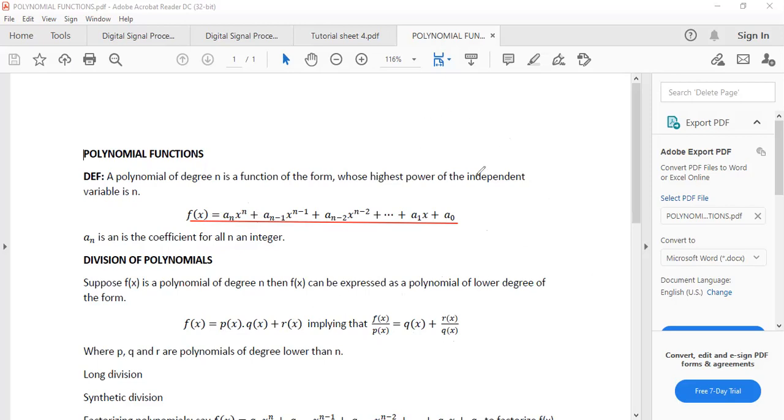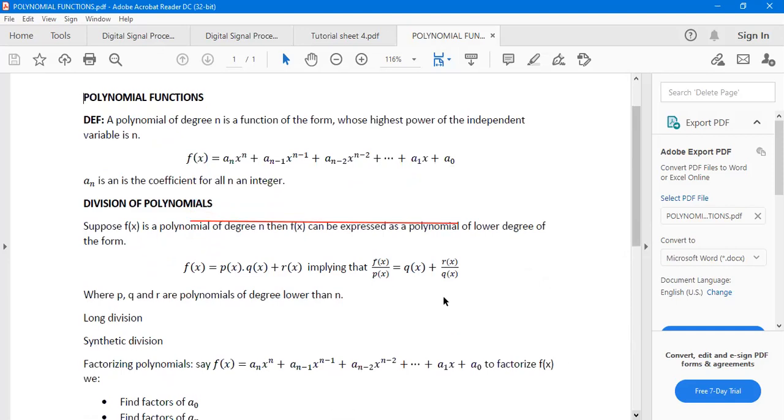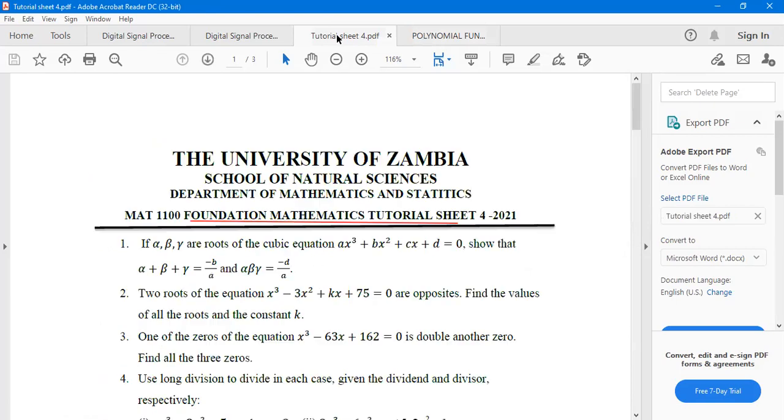And let me just try to see if I can get a few examples. For examples, I think I'll just try to be solving the tutorial sheets. Is that okay? So, in dividing polynomials, we use some methods like long division and synthetic division, or we may actually just use factors, factorizing a polynomial and then dividing it through. So I'll just go to the tutorial sheet.